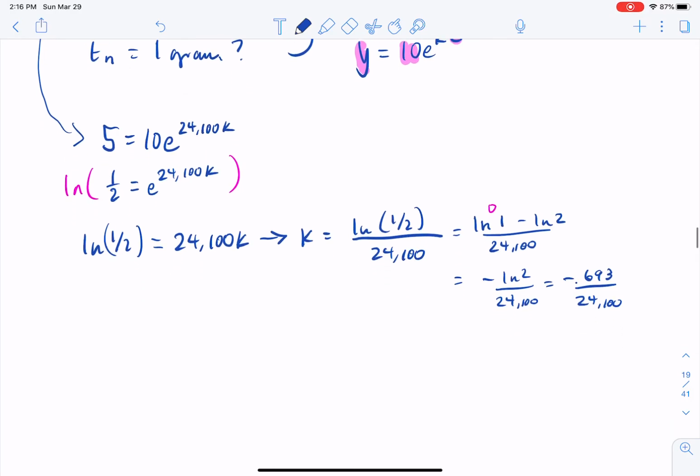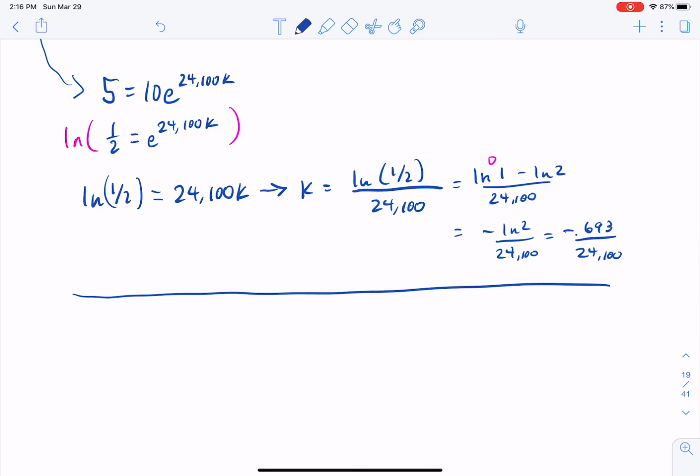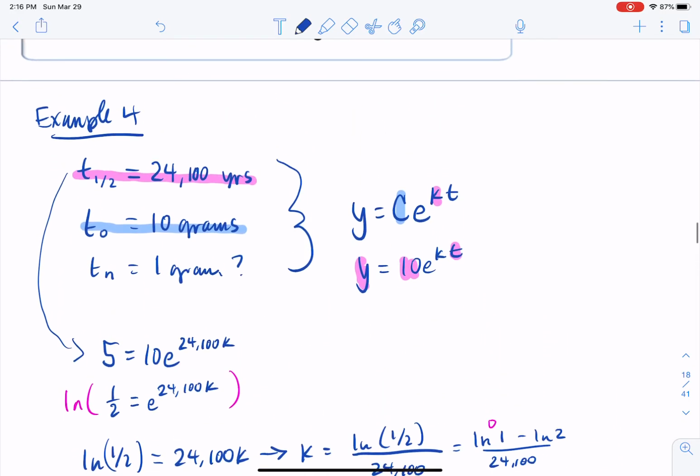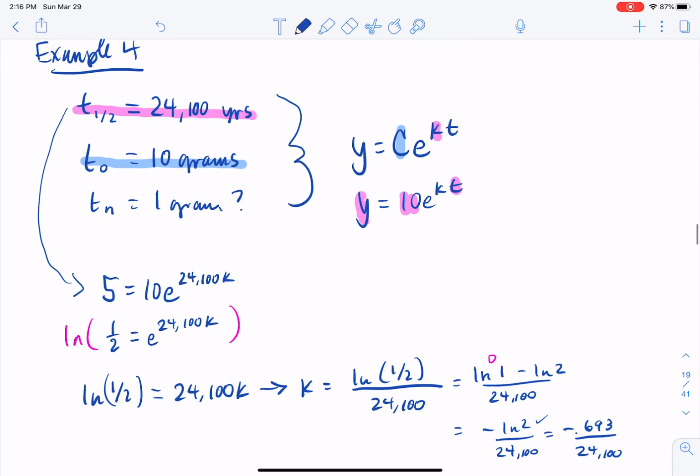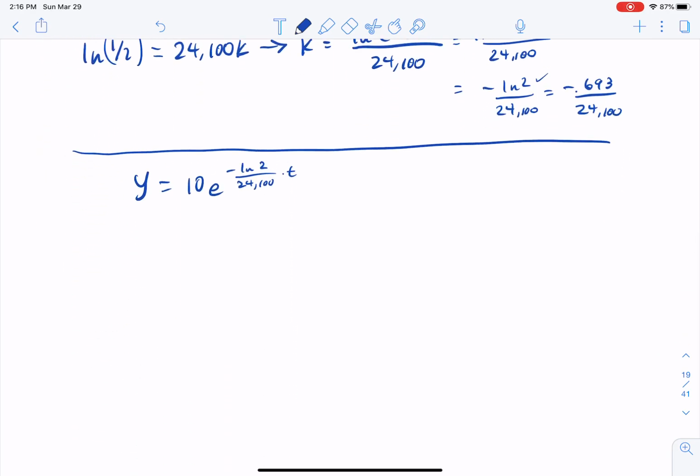So I'm going to put this together to rewrite our equation. Y is equal to 10 e to the, let's write it in this form, negative natural log of 2 over 24,100 times t. All right, I don't think that we're quite finished with the question, because what we want to do now is see how long it's going to take to decay down to just 1 gram. The 1 gram is going to go in for y, and we're going to solve that equation for t. Again, a whole bunch of algebra.